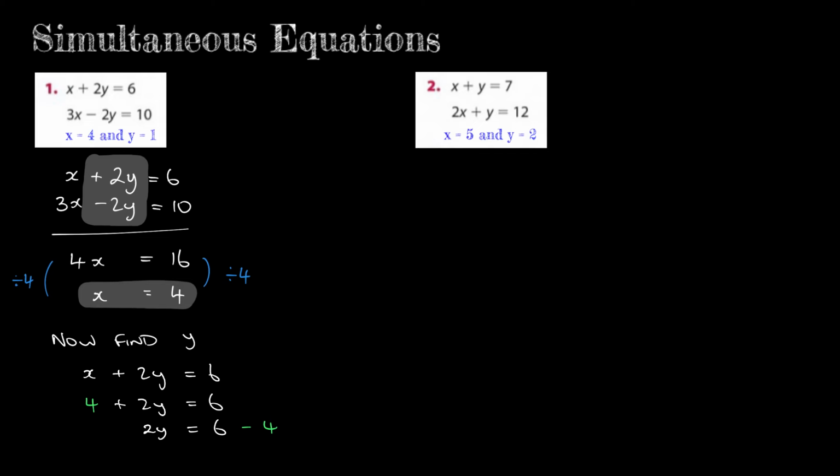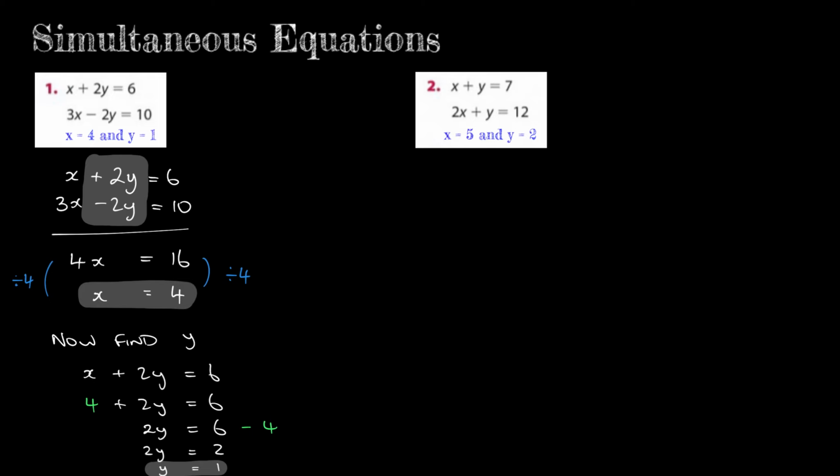So 2y will be equal to 2. So y in this case will be equal to 1. Okay, so that's my second answer there. X equals 4, y equals 1. Okay, so that's the first question done.